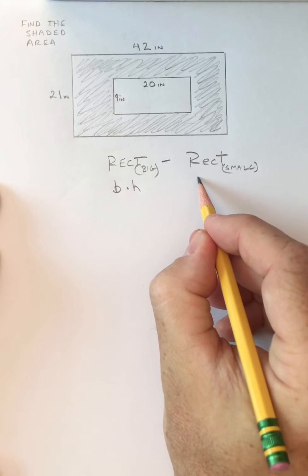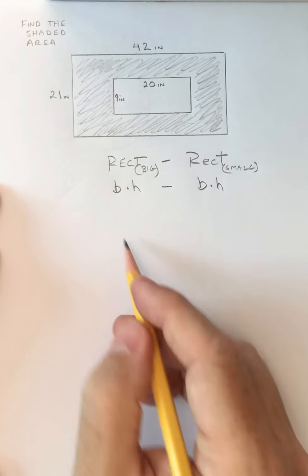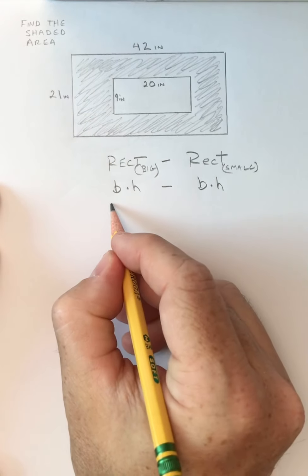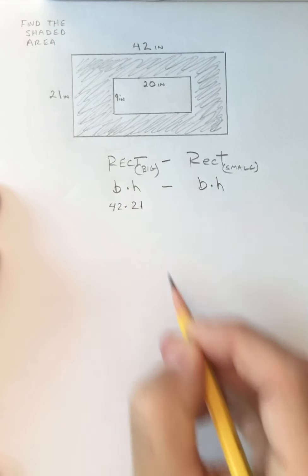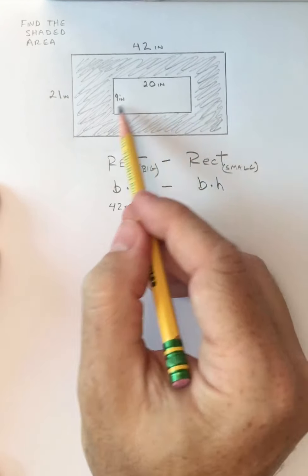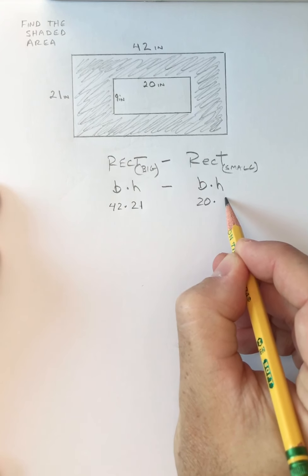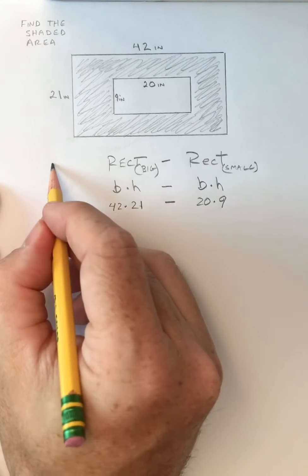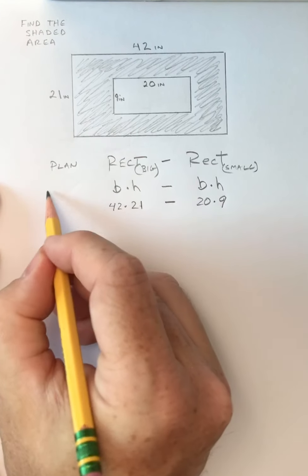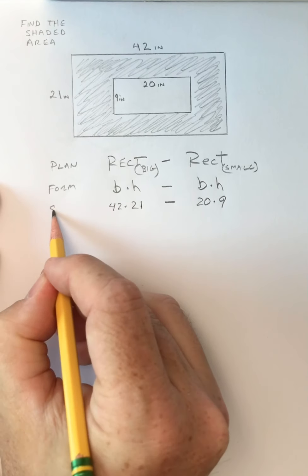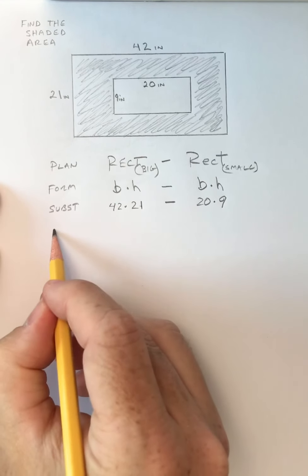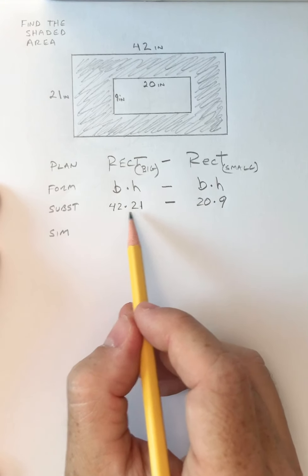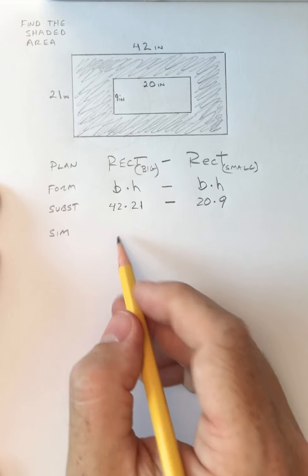Write in your formulas: base times height, base times height. The bigger one is 42 times 21, where 42 and 21 are the base and height. The smaller one is 20 and 9. This is exactly like all the other ones: we plan, formula, substitute, simplify. 42 times 21, let's see, 42 times 20 would be 840, so the answer is 882.